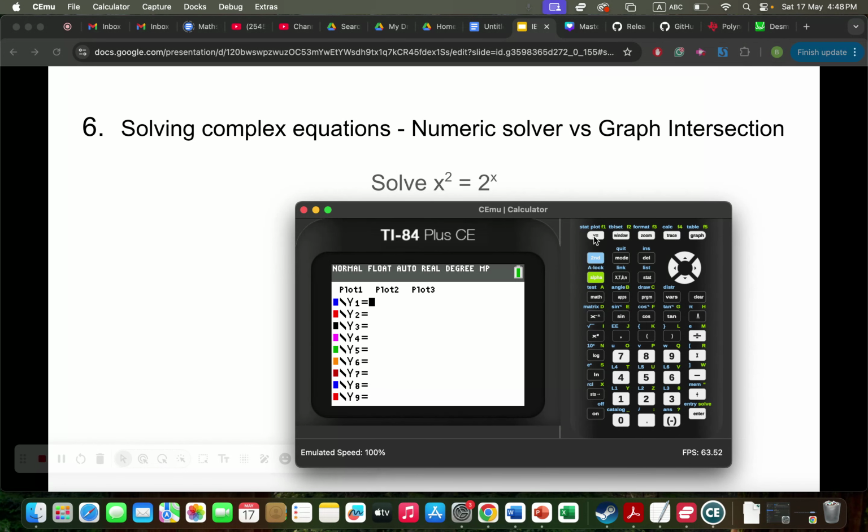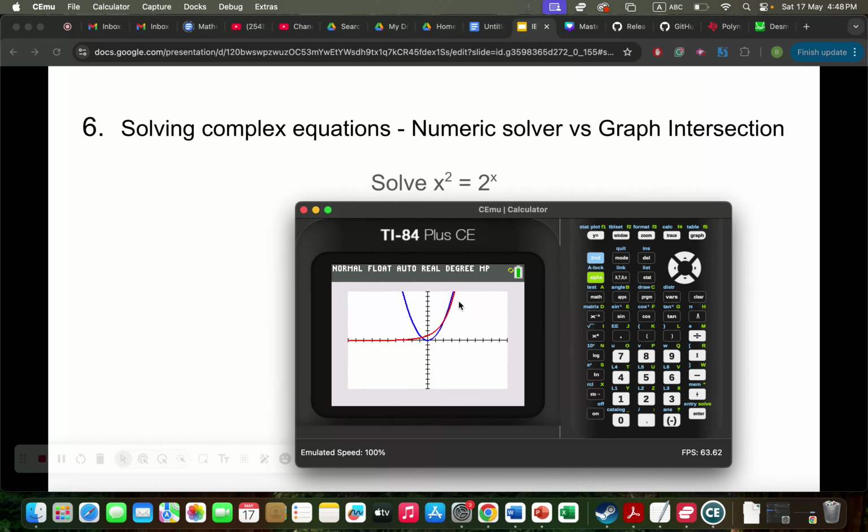Alright, so what I'll do is I'll click on stat plot. I'm going to be prompted to put in the equation here, so I'm going to do x squared, and I'm going to choose the second graph to be 2 to the power of x. Okay, then what I'll do is I'm going to graph it, and you may have to wait a while for the graph to appear. So I got two curves here.